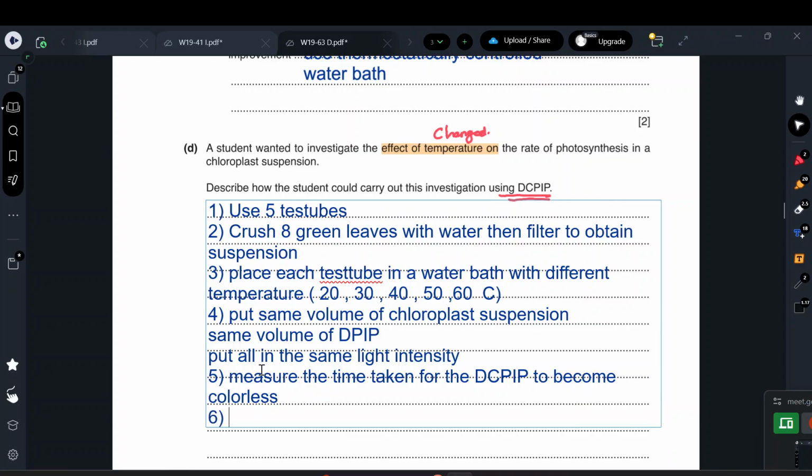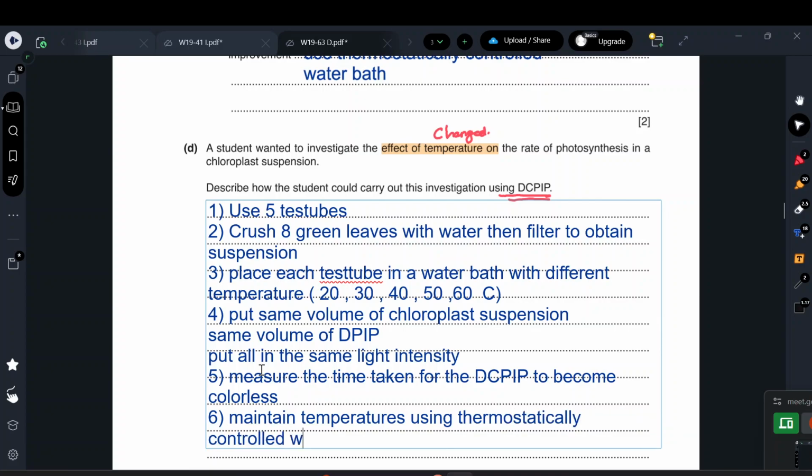And then at the end, you can write an improvement. Here we are using different water baths. One will be 20, one will be 30, but each of them has to be maintained. The temperature has to remain as it is. The 20 has to stay at 20, 30 has to stay at 30. So how do I say it? Maintain temperatures using thermostatically controlled water bath.